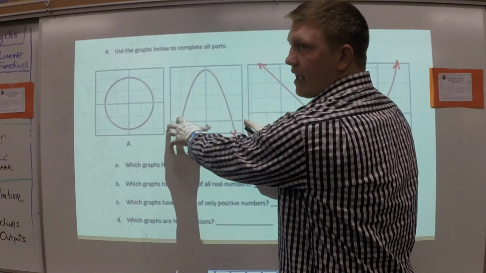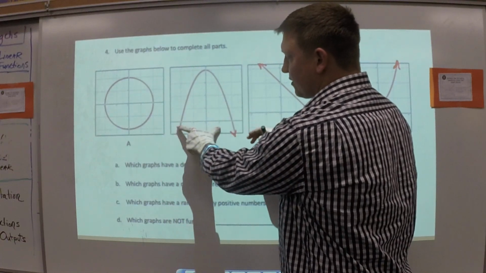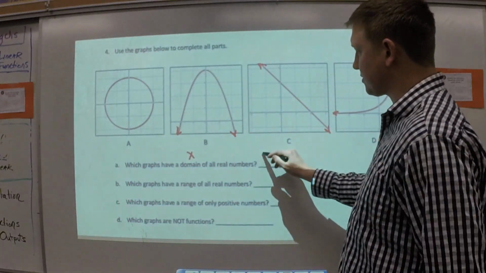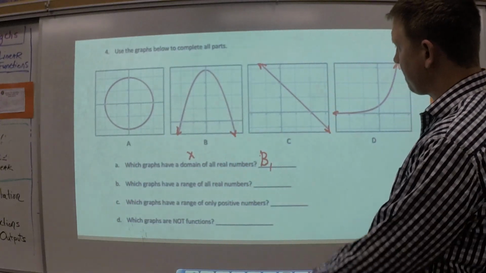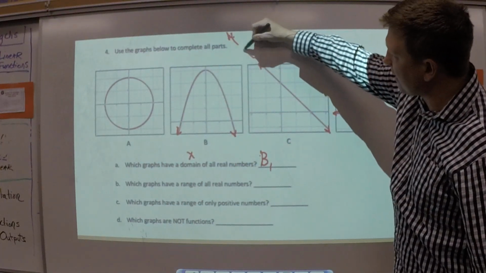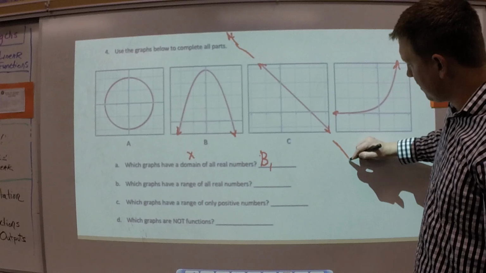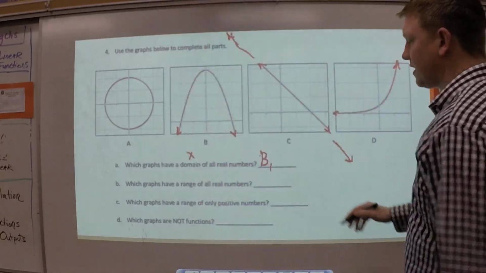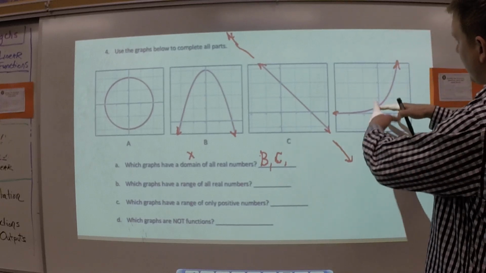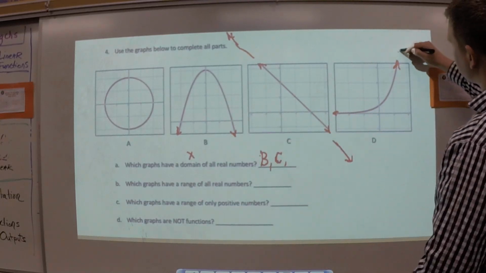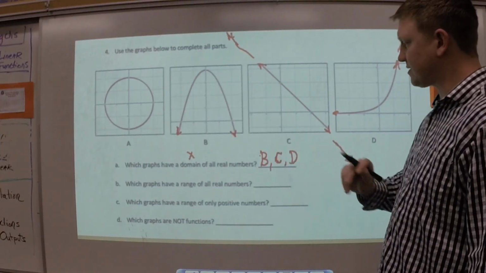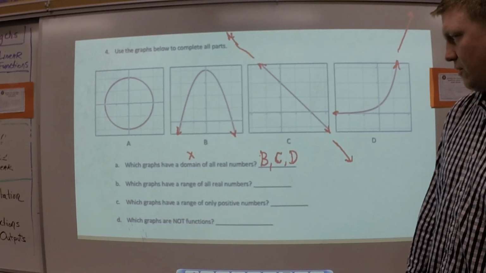Go to your x-axis, and which x values are represented here? Yes, all of them, because it keeps spreading out. So it'd be B. And then this one, forever in that direction, and in this direction, forever, right? So it's all of the values for this one as well, all right? And for this one as well, it keeps going this way and this way. It'll keep going that way forever. So yes, it's all B, C, and D on that one.